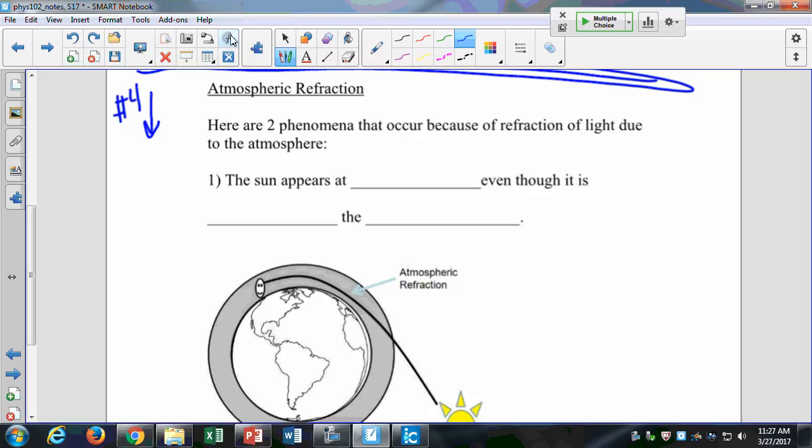We have two phenomena that occur because of the refraction due to the atmosphere. One is that the sun appears at dusk, even though it shouldn't, even though it's really below the horizon. So next time you're out at sunset and you're looking at the beautiful sunset, right, and you're with your friend or your significant other or whatever, just totally ruin the moment and say, that's not even the sun. It's just an image of the sun. It's not doing much for me at all.